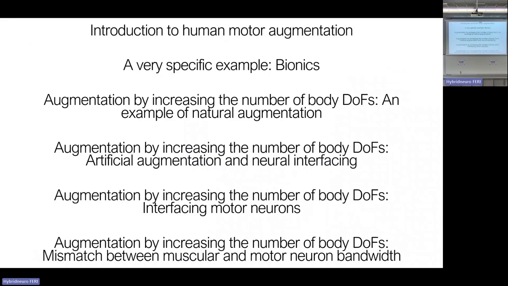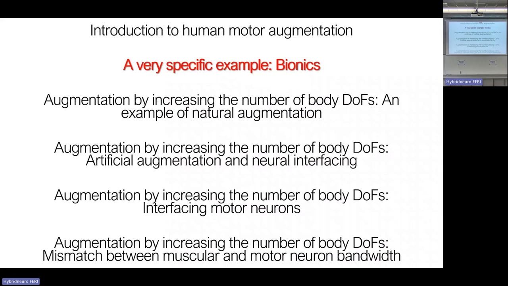Okay. So now somehow we know what is motor augmentation. So now somehow we know what we will talk about. And so let's make a very preliminary example, which is also very specific. It's an example to enter into the field of augmentation by using a field that is a bit more common knowledge. So we've seen that one type of augmentation is power augmentation.